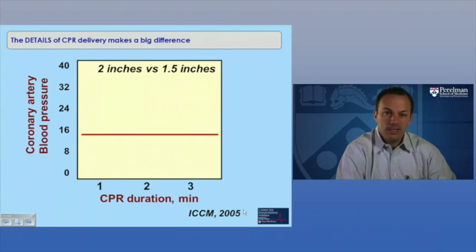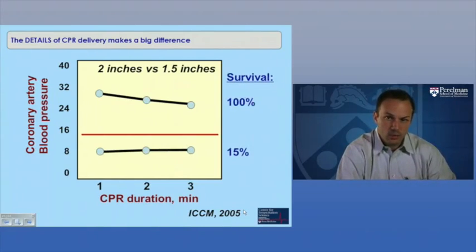Well, over 3 minutes of CPR, this was the pressure with 2 inches of depth. This was the pressure with 1.5 inches of depth. After 3 minutes, all the animals were defibrillated, and this was the survival. A dramatic difference in survival with just a half an inch difference in depth.